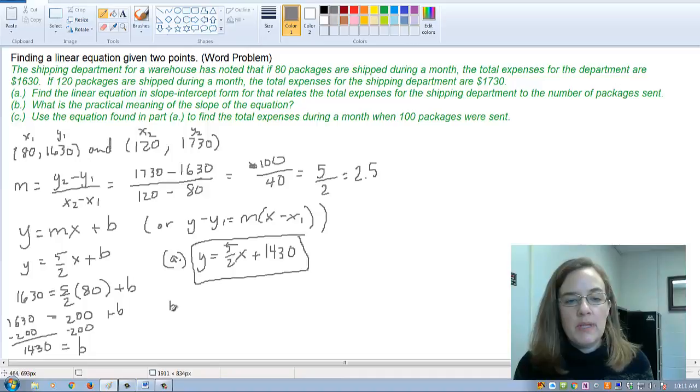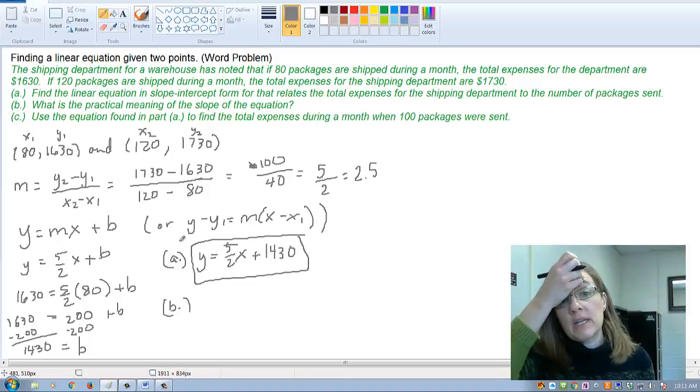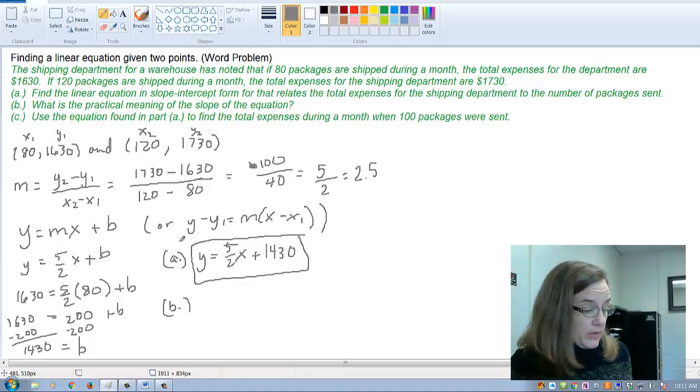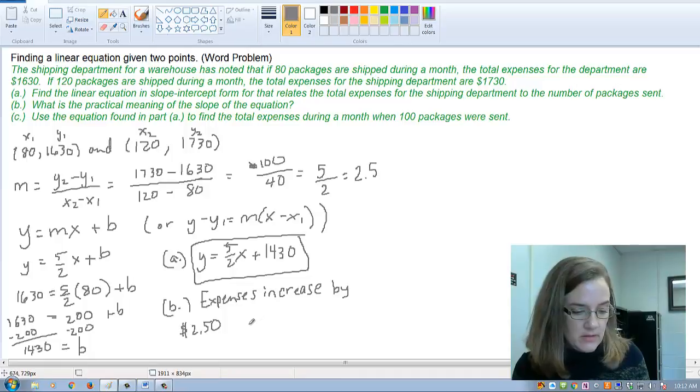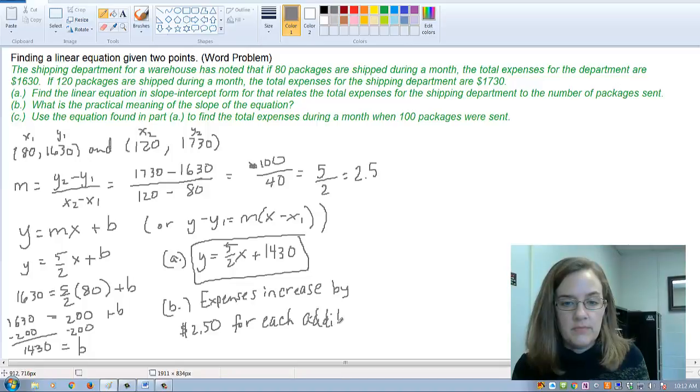Now, what does part B mean? B says, what is the practical meaning of the slope of the equation? Well, what it means is that expenses increase by $2.50 for each additional package, which makes sense, but that's how it works. Okay, so that's what our slope means there.